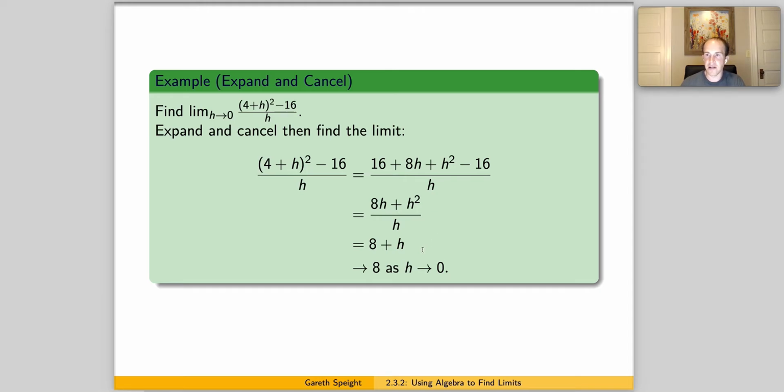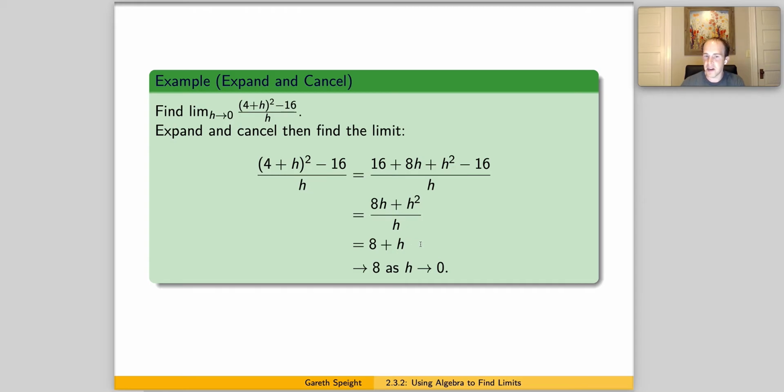And here, to be really careful, I should say these are all equal if h is not 0, right? The thing we started with was not defined at h equals 0. This now is defined at h equals 0, but they're the same everywhere else apart from h equals 0. Now since we don't care about that at the limit point, instead of trying to calculate the complicated limit, we can instead calculate the limit of 8 plus h. Forget about where this came from.